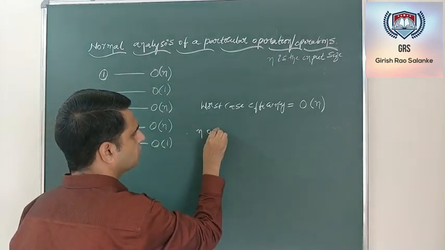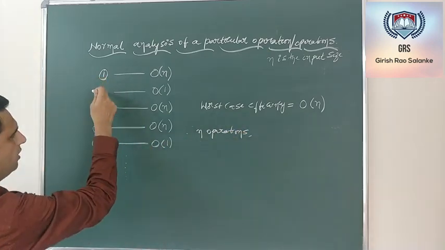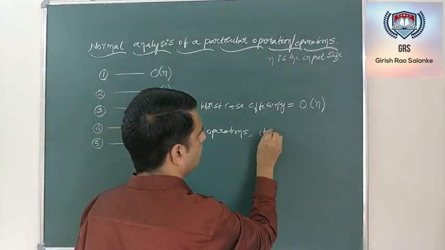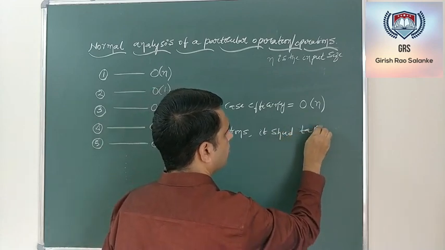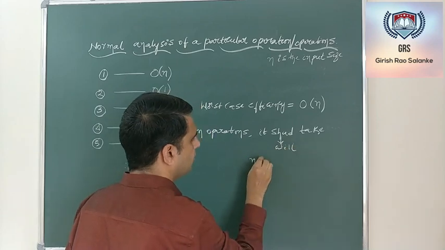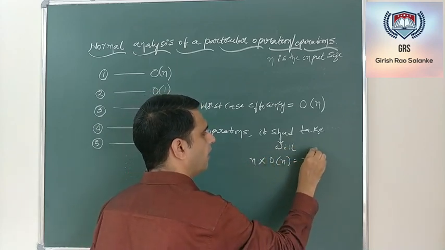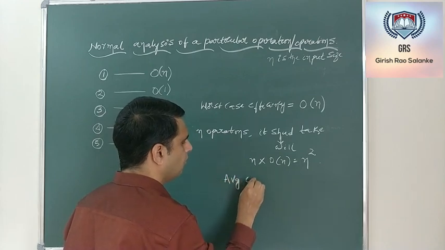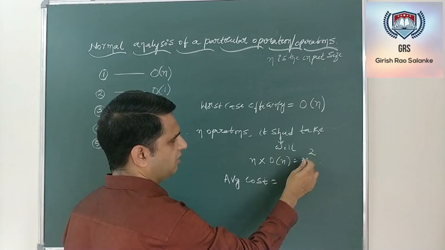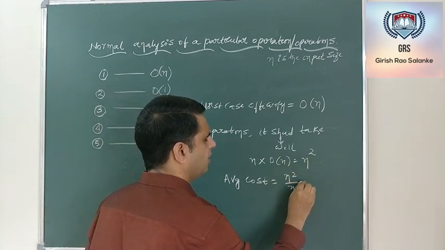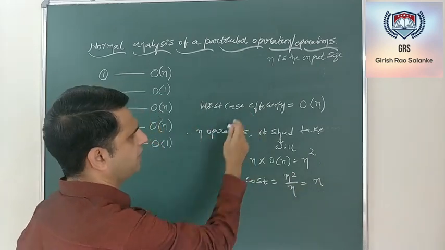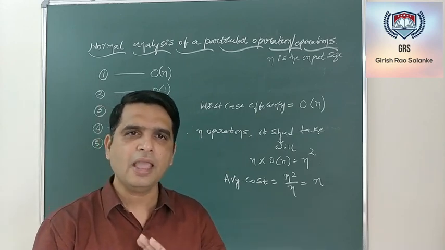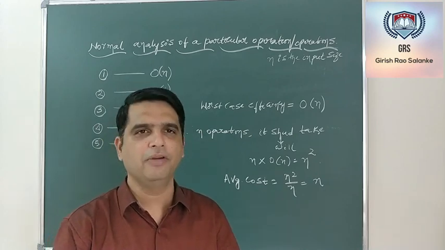Therefore, for n operations, this was for the first operation, second, and similarly when I do n operations, it will take n into order of n, that is n square. And what is the average cost of performing each operation? The average cost is order of n square divided by n, which is n. Average cost is order of n. That is what we have stated here. This is the normal scenario. Whenever we perform the analysis of a particular operation in a normal way, this is what we get.